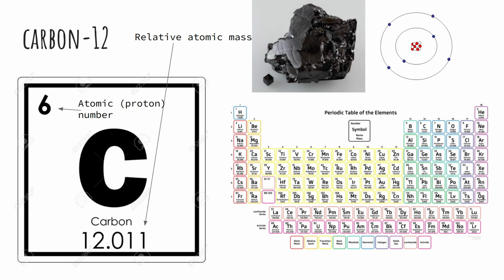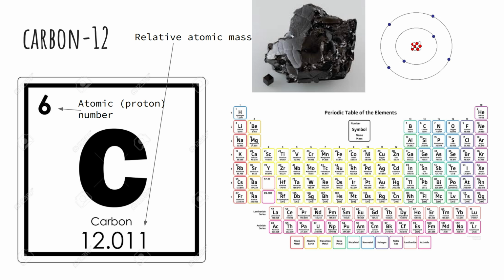So, here is carbon-12. It is the 6th element on the periodic table. See, it says 12. The 12 is the relative atomic mass. So relative to the other elements, carbon has a mass of 12. Hydrogen has a relative atomic mass of 1. Compared to carbon, it has 1/12 of the mass. Chlorine has a relative atomic mass of 35.5. So that's pretty much 3 times the mass of carbon.